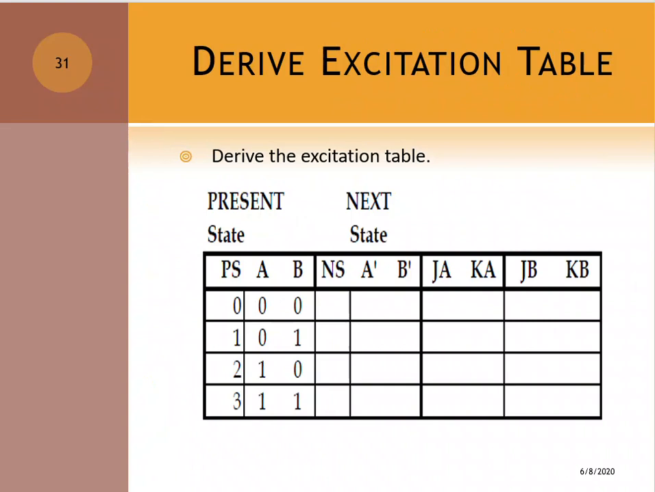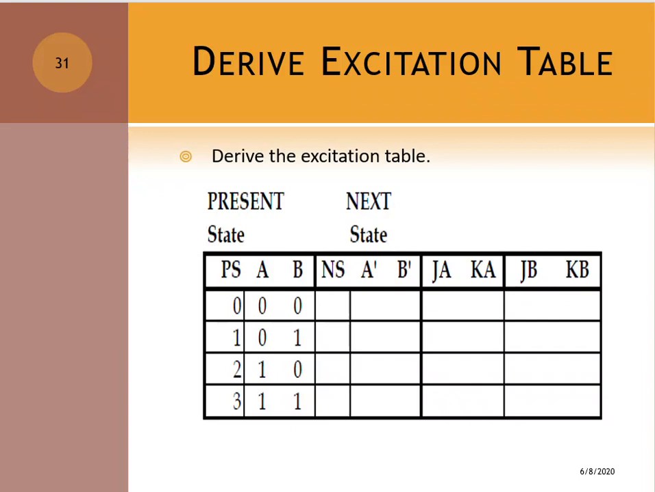Remember the second step, derive the excitation table. You have to fill in the excitation table based on the JK expressions obtained from the circuit. Okay, let's draw the excitation table together.